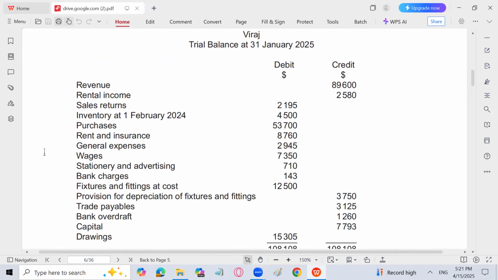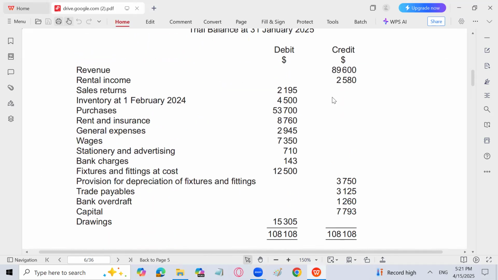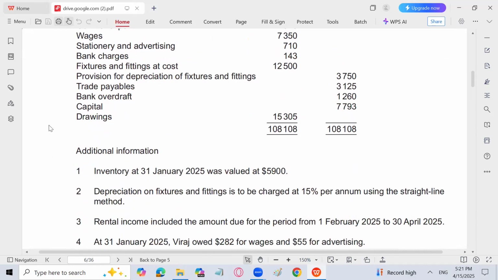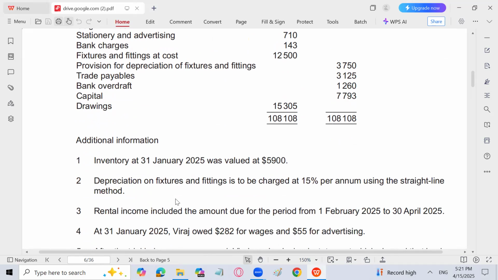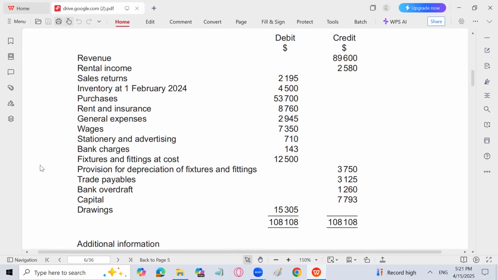Trial balance is given. Revenue is given. Rental income 2580. Sales return, which is subtracted from revenue. Inventory opening, purchases, rates, rent and insurance. General expenses, wages, bank charges. Fixtures and fittings is a non-current asset. Trade payables, bank overdraft, capital and drawings. Inventory at 31st was valued at 5,900. That is the closing inventory given in the question.